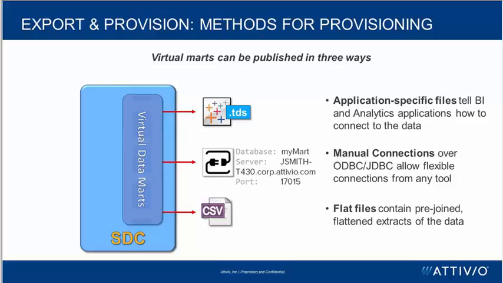So there are three different ways the data can be provisioned out of the catalog. The first is a provisioner that creates an application-specific file that tells a BI or analytical tool how they should connect to and interact with the Mart. The second option is to create a manual connection over ODBC or JDBC to execute SQL connections from any other tool against the Mart. And the third option is to use a provisioner that generates a flat file, which queries the Mart, joins the data, and writes it out to a flattened file such as a CSV, for example.